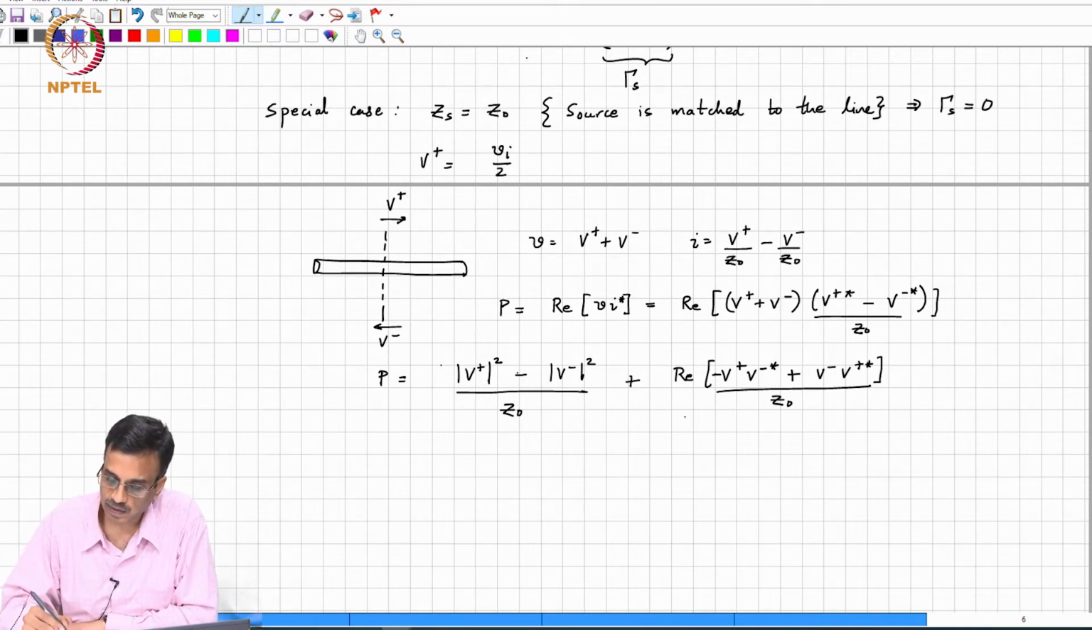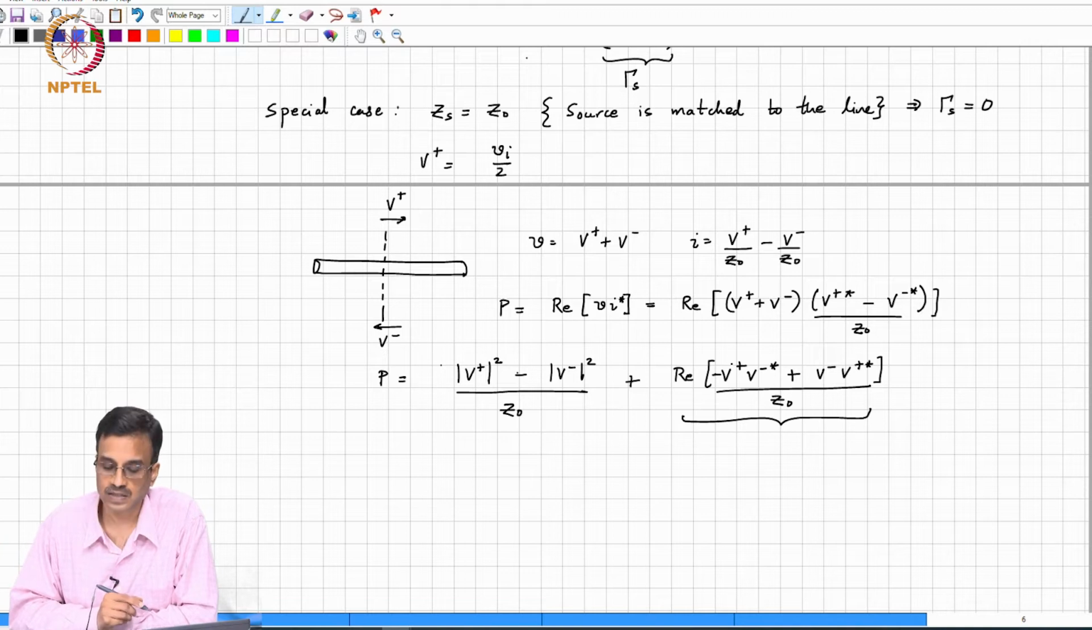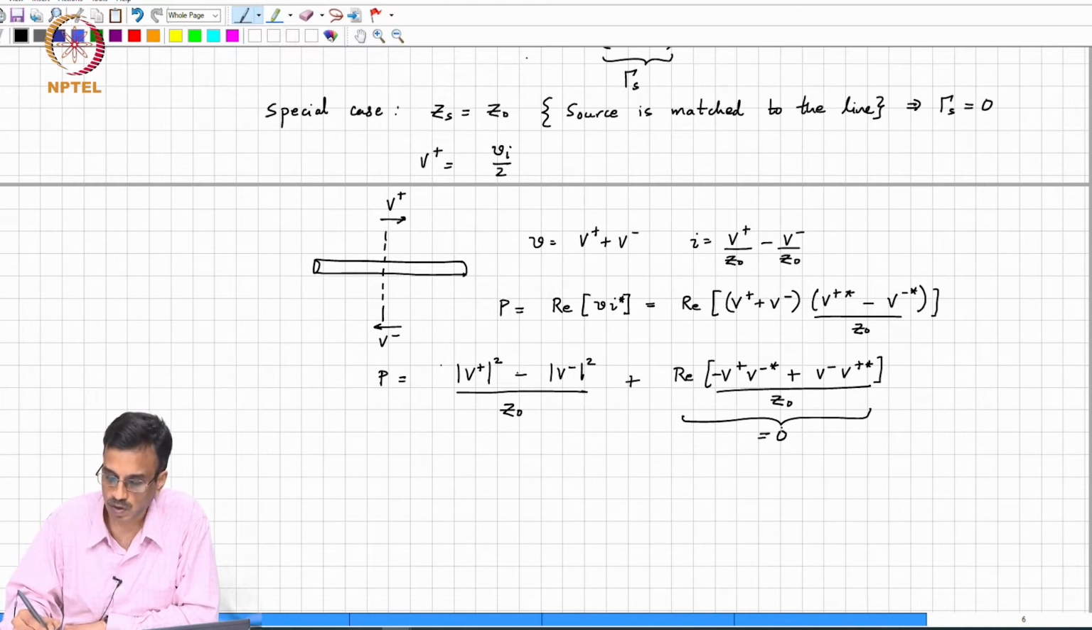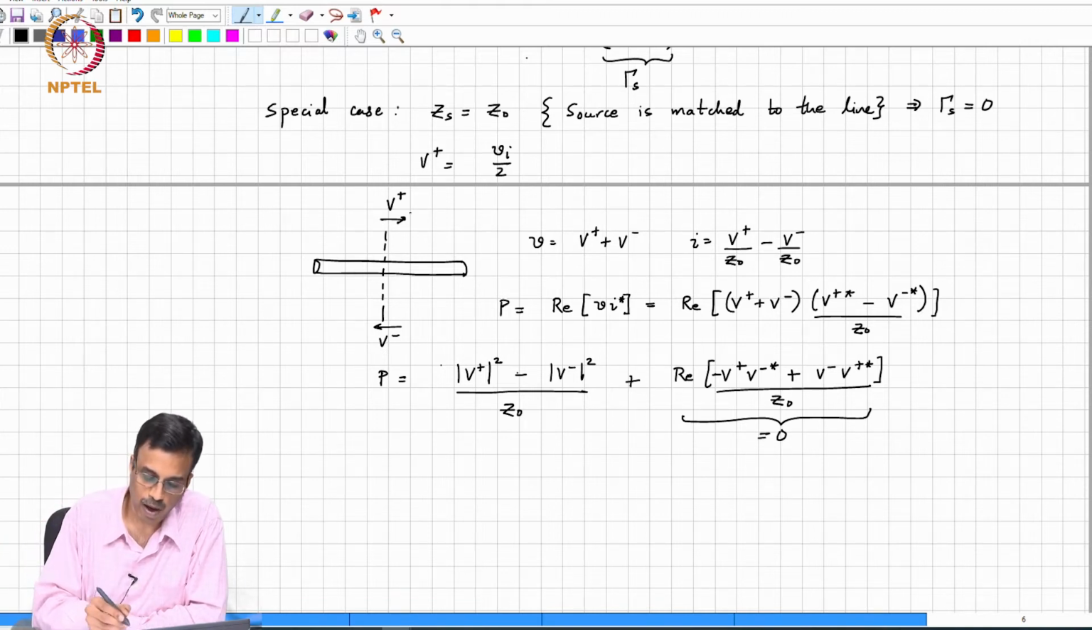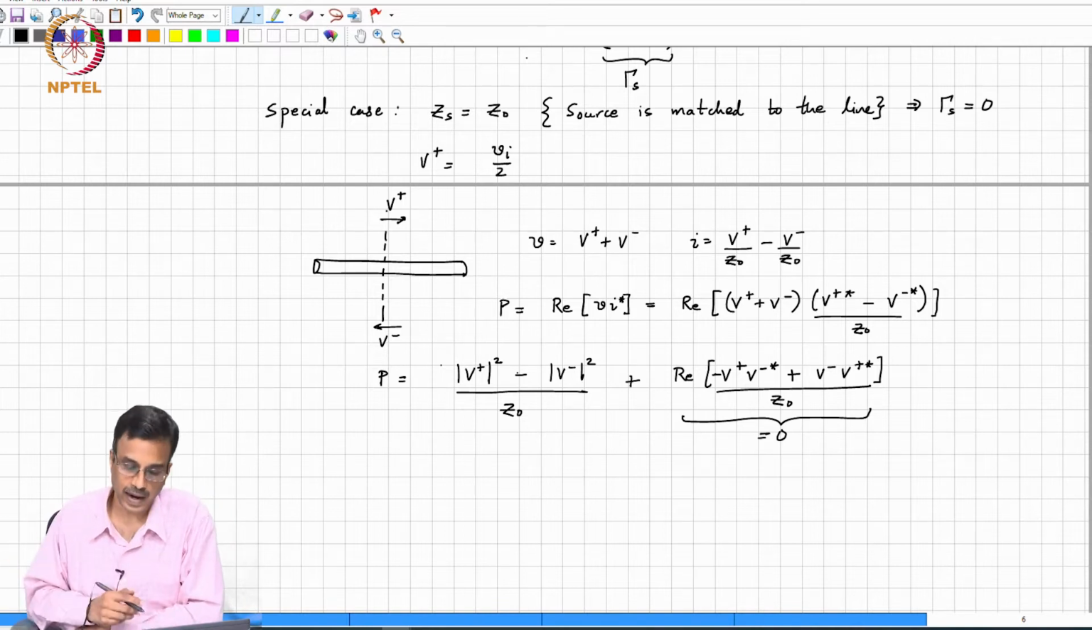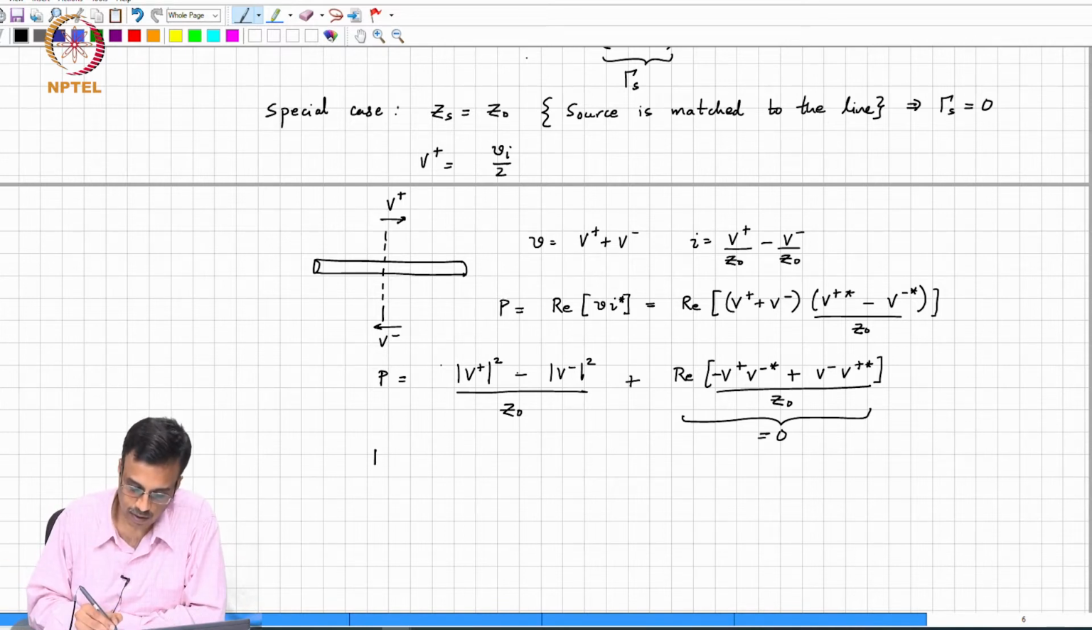And this is a purely imaginary quantity. The quantity in the brackets is a purely imaginary quantity, and therefore this is 0. So therefore the power flowing towards the right is nothing but mod V plus the whole square by Z naught minus mod V minus the whole square by Z naught.